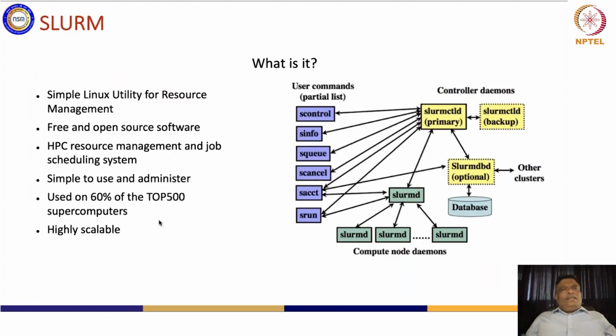Let us try to understand Slurm. Slurm is a simple Linux utility for resource management. You saw this in one of the previous classes. It does the same thing of scheduling, and it is used for HPC resource management and job scheduling.